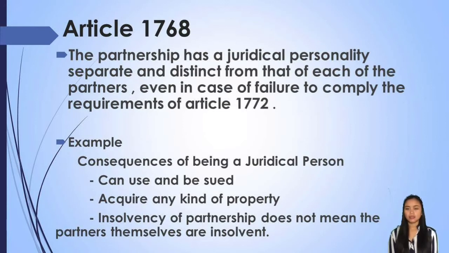Article 1768. The partnership has a juridical personality separate and distinct from that of each of the partners, even in case of failure to comply with the requirements of Article 1772. Example: consequences of being a juridical person: it can sue and be sued, and acquire any kind of property. Insolvency of the partnership does not mean the partners themselves are insolvent.